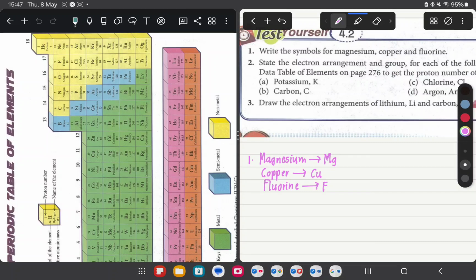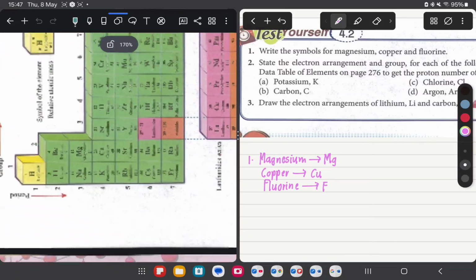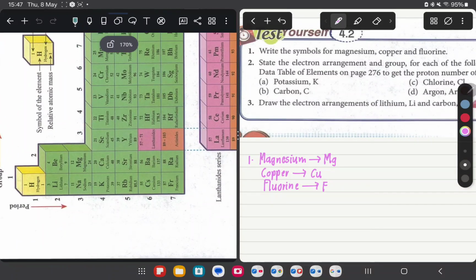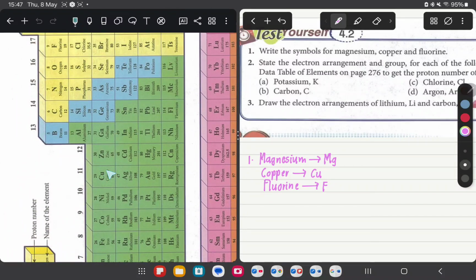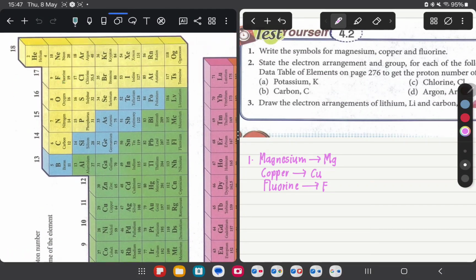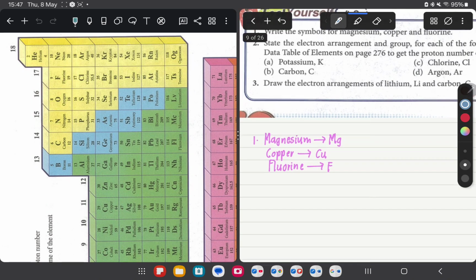Okay, if you don't trust me, come let's check. Okay, so magnesium, Mg, copper should be somewhere here. Yeah, this is copper, and then fluorine is here. You see, these are the symbols. So a very easy question, that's straightforward. Okay, next.